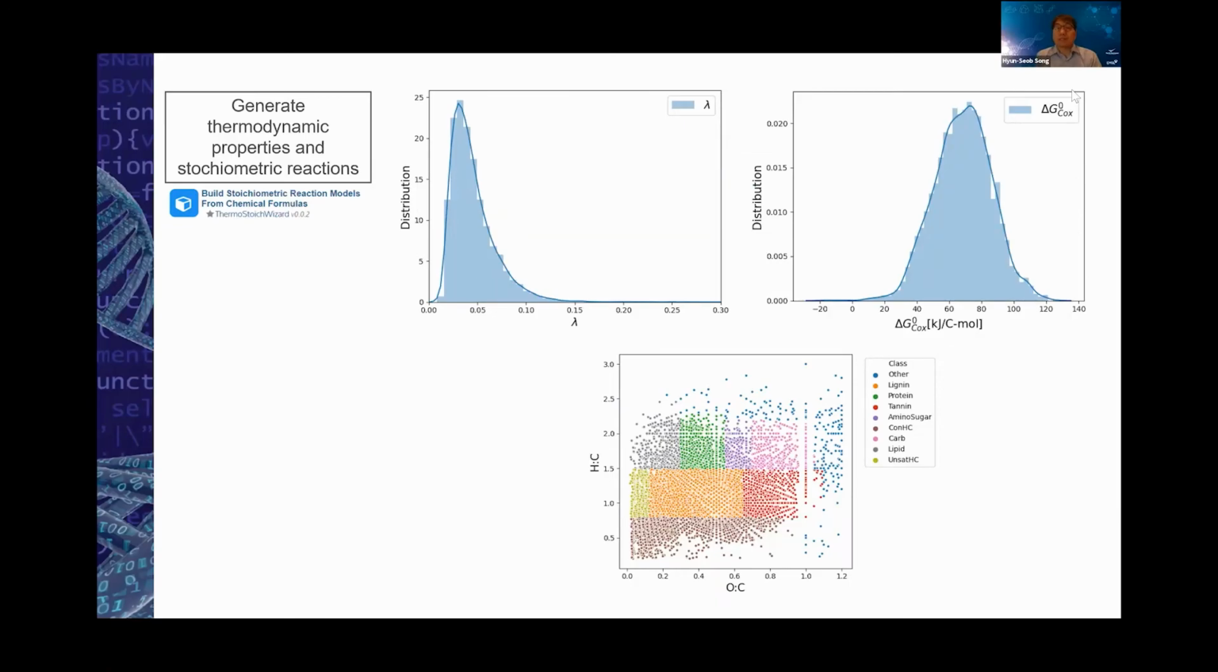Delta G COX naught gives free energy for the electron donor half reaction at standard conditions, pH 0. You can compare both, but the meaning is the same. The lower value means more favorable, larger values are less favorable. We also automatically generate this van Krevelen plot because the data file we have already has the classification of each compound, such as lignin, protein, tannin, and so forth. This colorful figure is automatically generated in KBase.